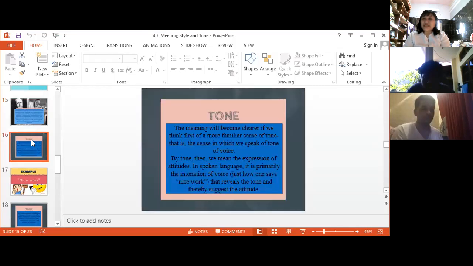Tone. The meaning will become clearer if we think first of a more familiar sense of tone, that is, the sense in which we speak of tones of voice. By tone, then, we mean the expression of attitudes. In spoken language, it is primarily the intonation of voice, just how one says nice work, that reveals the tone and thereby suggests the attitudes.